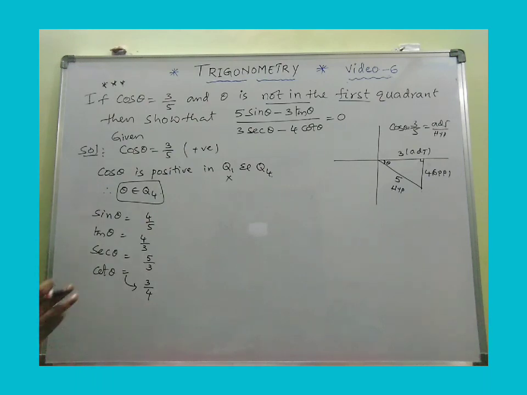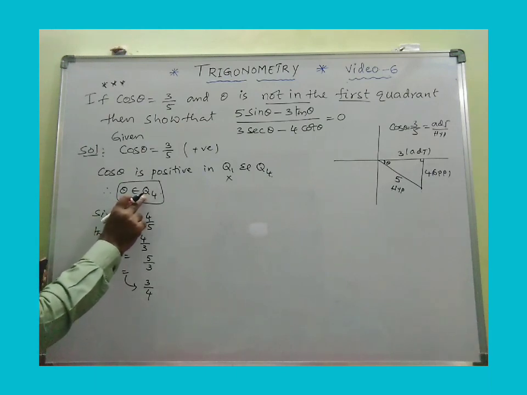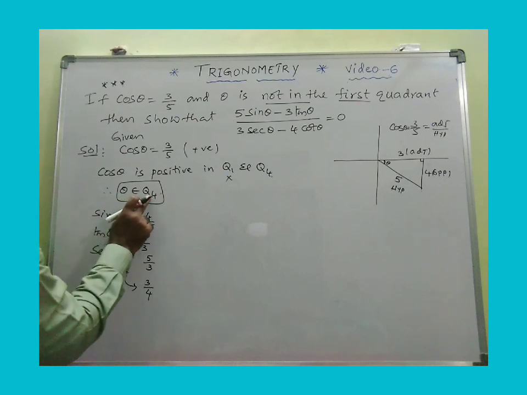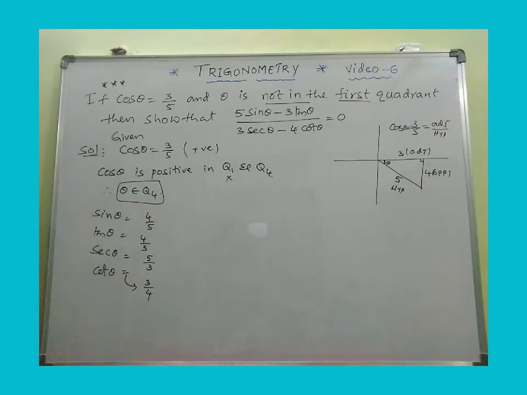But you know my dear, the problem is not yet completed. This is the important point. As I told you, theta belongs to the fourth quadrant. So in the fourth quadrant, only cos and secant are positive.